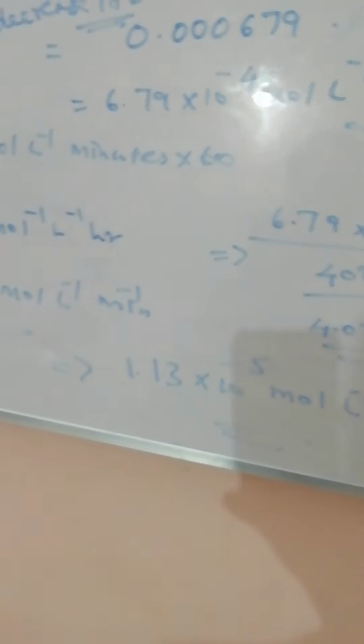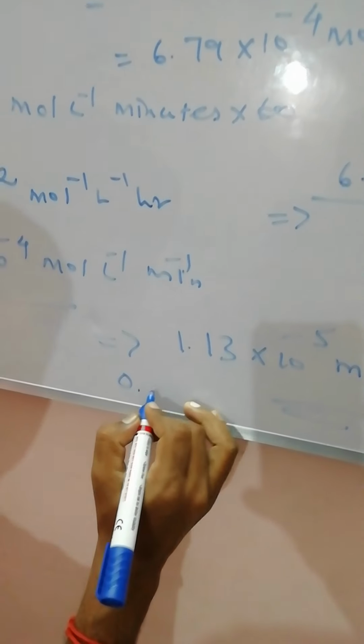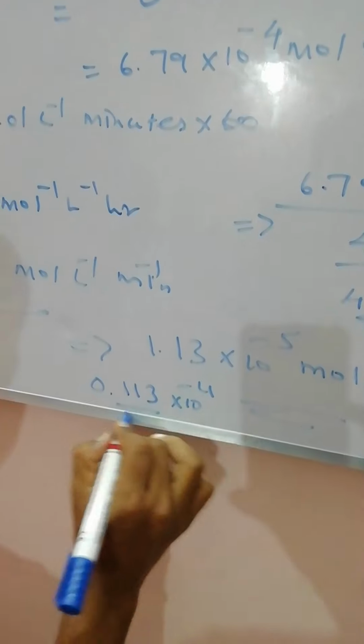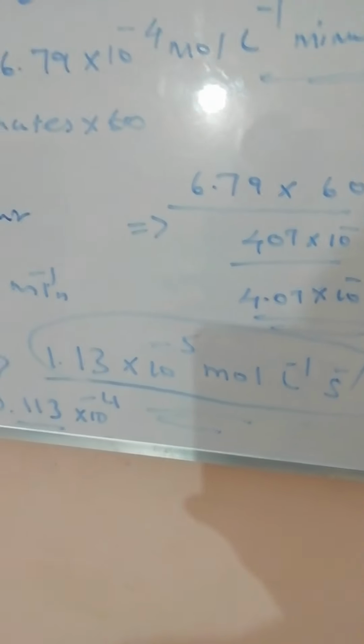So you have to divide. If you are dividing, you will get 0.113 into 10 to the power minus 4. So we can write it like 1.13 into 10 to the power minus 5 mole per liter per second.